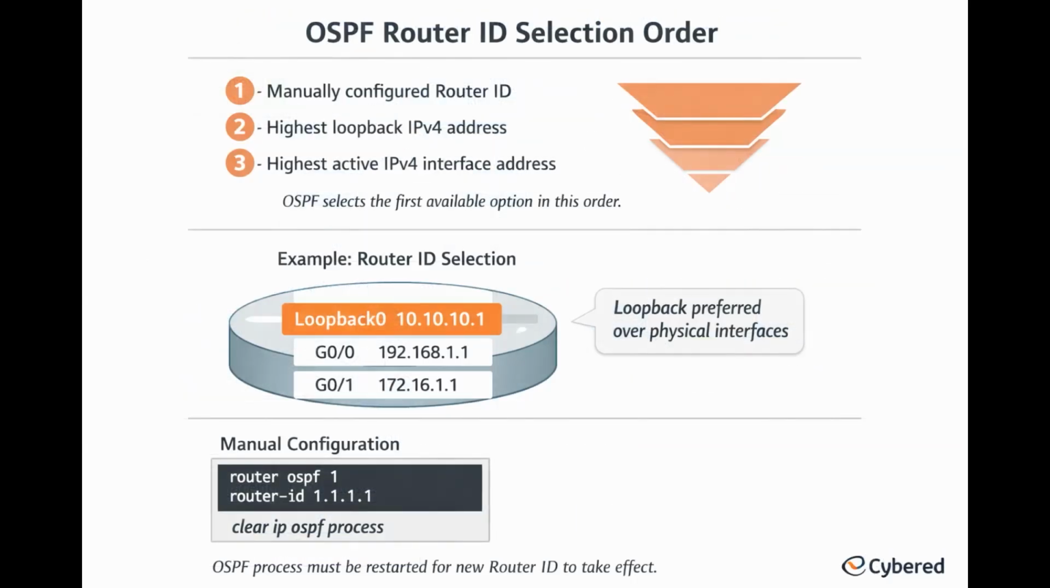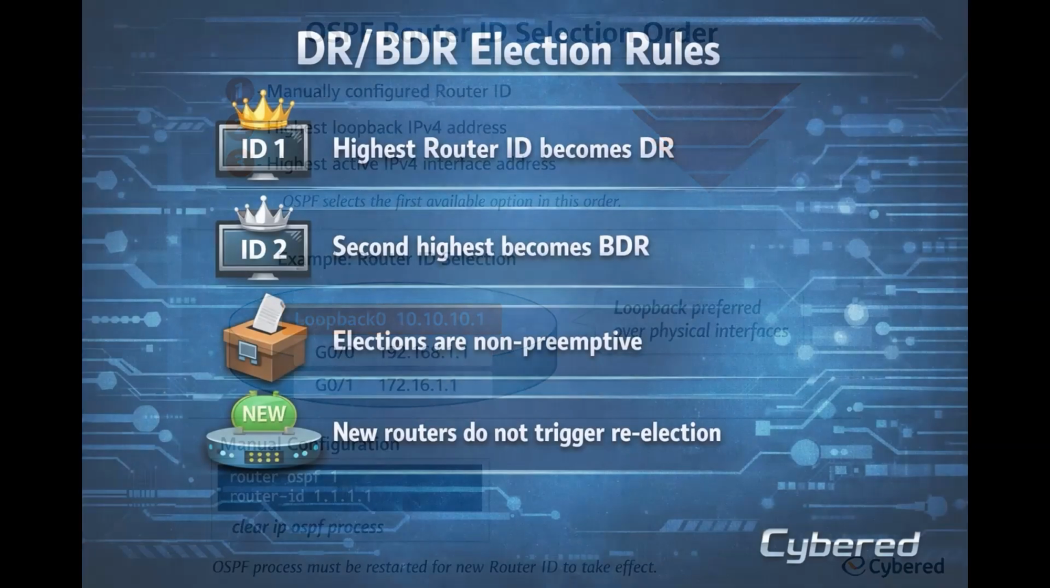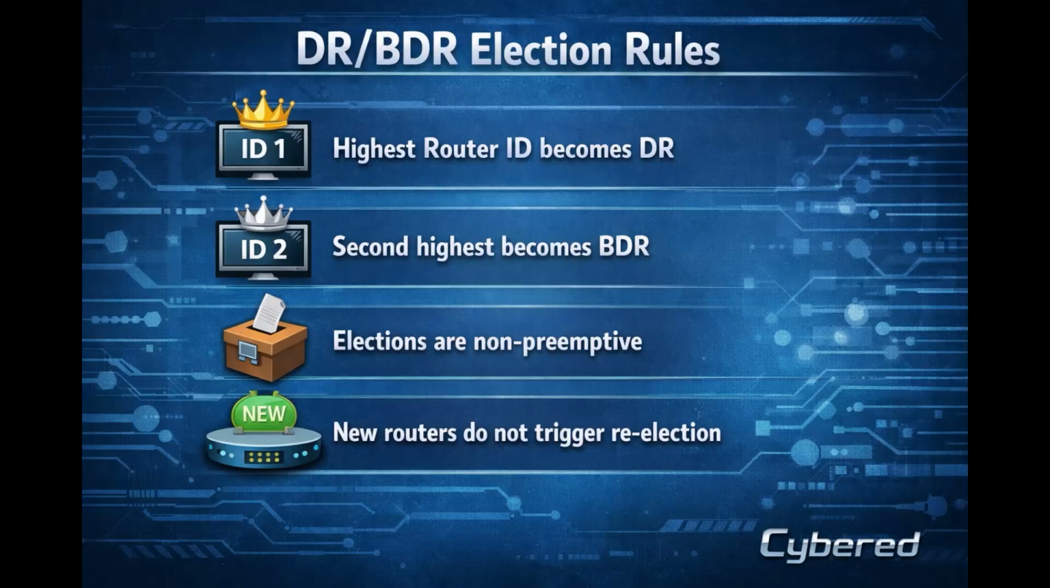Router ID selection order. First, the manually configured router ID, then the highest loopback IPv4 address, then the highest active IPv4 interface address. Set the router ID manually, and reset with clear ip ospf process. DR BDR election rules. Highest router ID becomes DR, second highest becomes BDR. Elections are non-preemptive, and new routers do not trigger re-election.